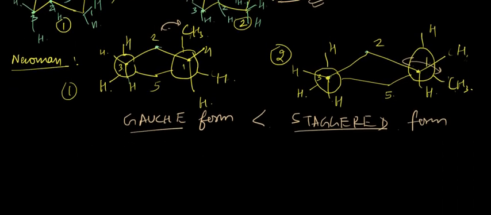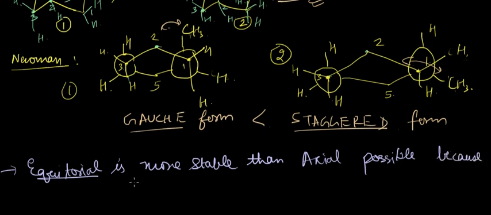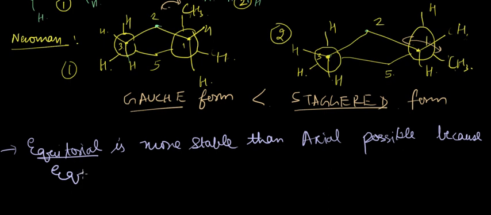So let me write it down formally, that equatorial is more stable than axial position, because equatorial is staggered.